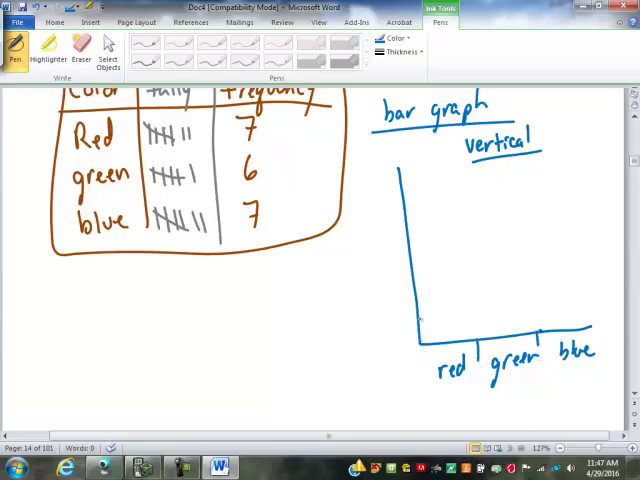Then we're going to put a scale up the side. 7's our largest number, so we have to make sure we go up to at least 7. Then we'll put in our bars. Red was 7. Green was 6. And blue was 7.